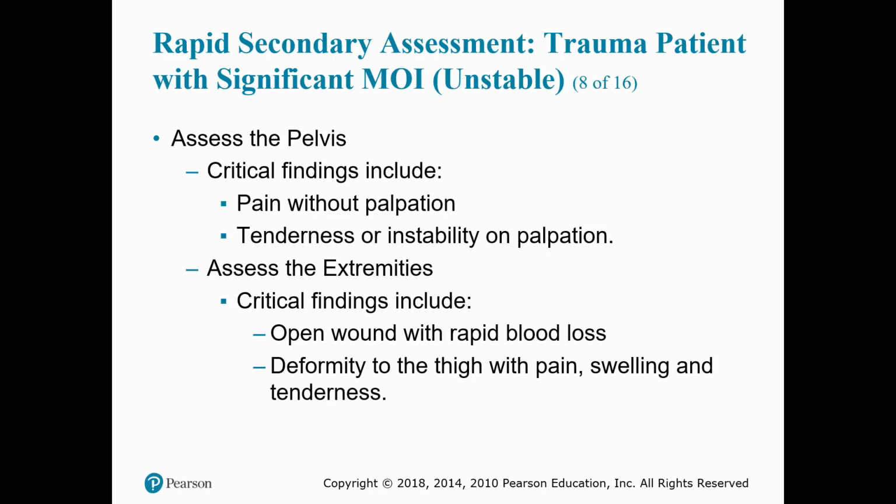Again, with any critical findings, apply direct pressure to the wound. Apply pressure dressings. If not controlled with direct pressure, apply a tourniquet. We want to provide rapid transport and administer oxygen for these patients. Fractured femurs, apply a traction splint if it is a mid-shaft femur fracture. If it's closer to the knee or closer to the hip, we're not applying a traction splint, only mid-shaft.